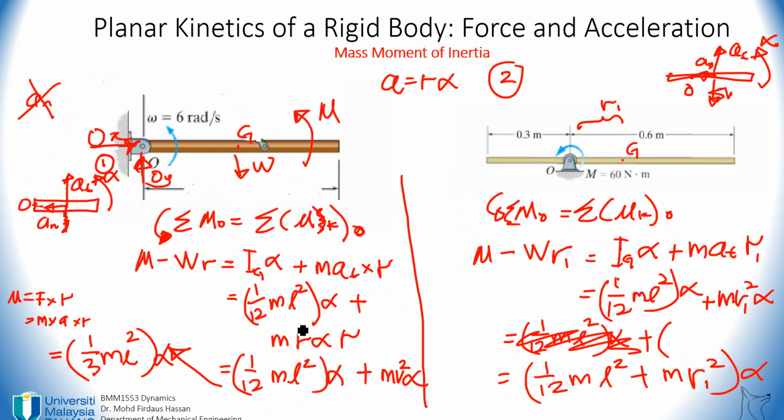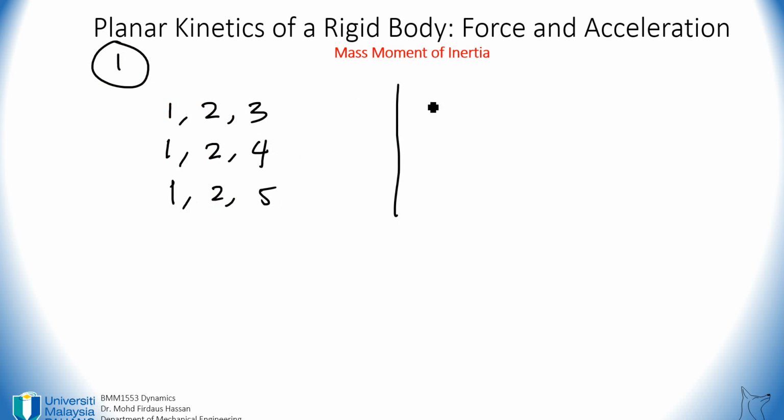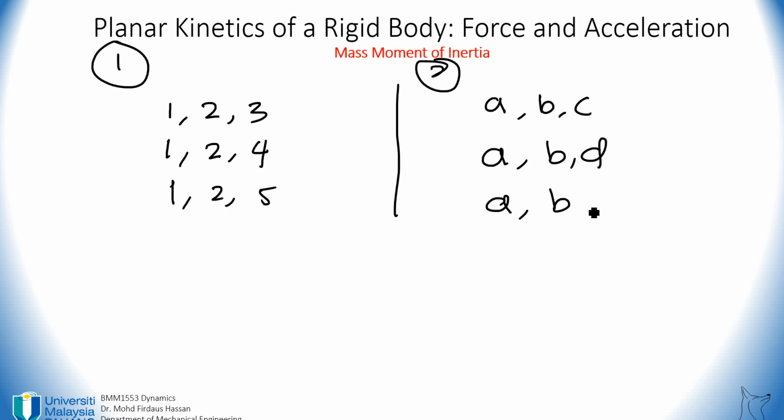And use equation number 1, number 2, and number 5 here. Try to solve this one using equations A, B, and E. That means you have to try combinations of equations 1, 2, 3; 1, 2, 4; 1, 2, 5 for case number 1, and A, B, C; A, B, D; and A, B, E for case number 2.